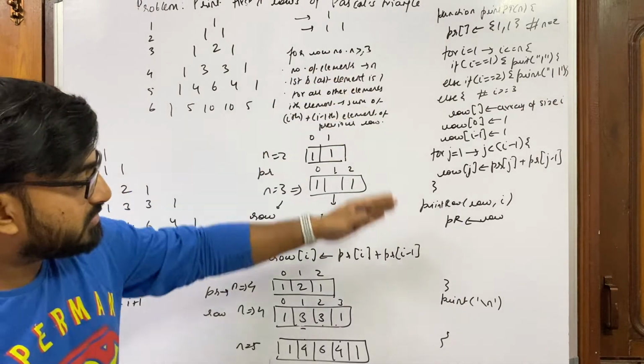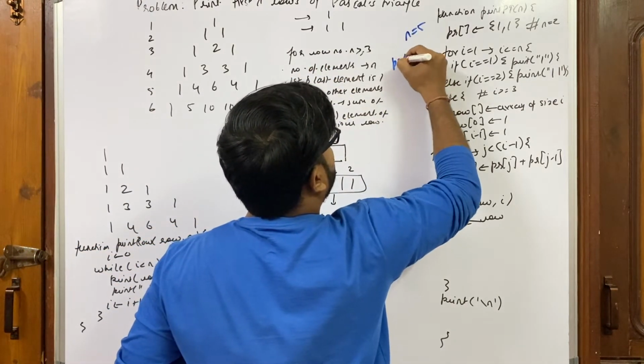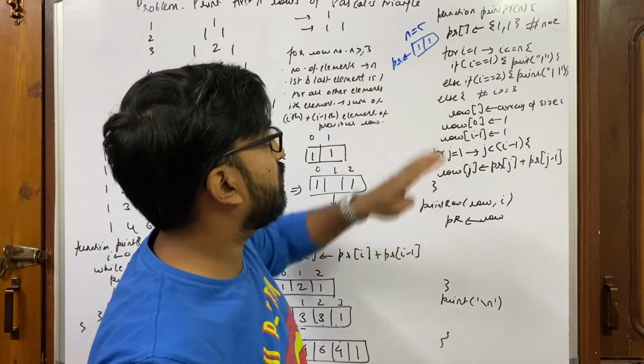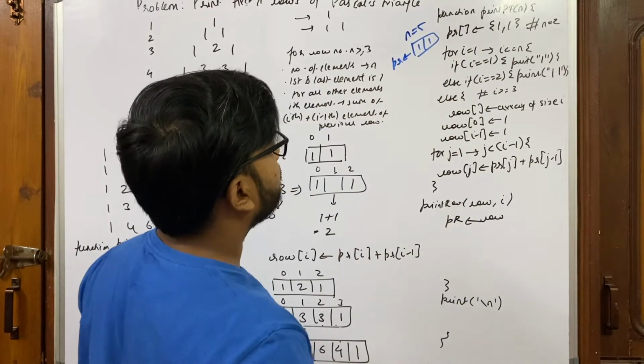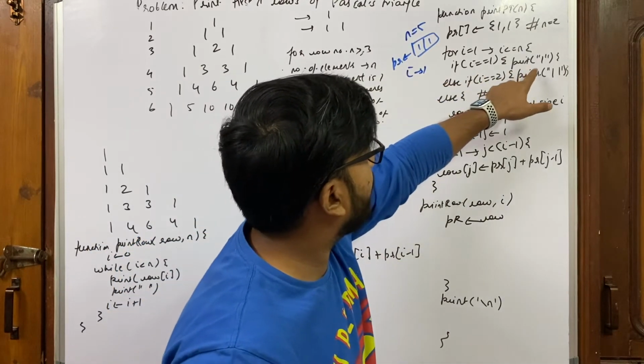So let's dry run this for n equal to 5. So n equal to 5, previous row is basically an array with 2 elements as 1. I starts at 1. So for I equal to 1 you print 1.